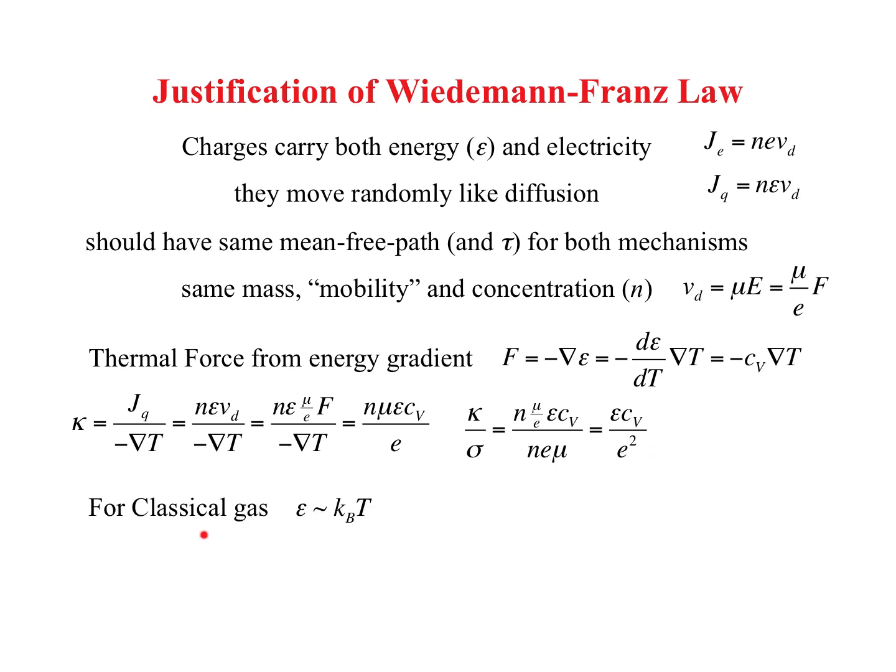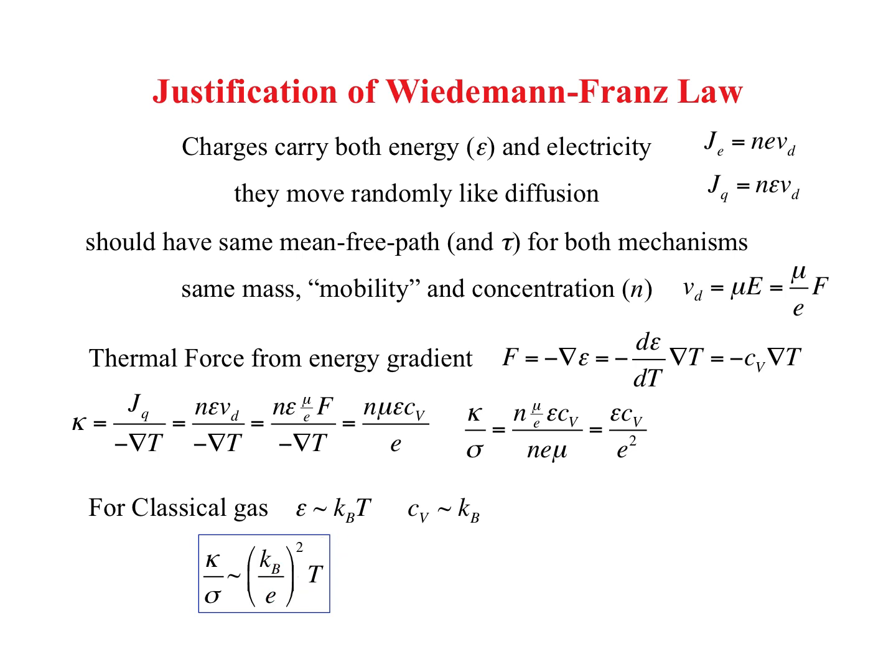Now, for a classical gas, the thermal energy is roughly proportional to the temperature, k_B T. And also taking the derivative of this thermal energy with respect to temperature gives us the heat capacity, which is simply the Boltzmann constant. And so now finally we can plug these two expressions into our expression for kappa over sigma, giving us the Wiedemann-Franz law: kappa over sigma is proportional to k_B over e squared times temperature.